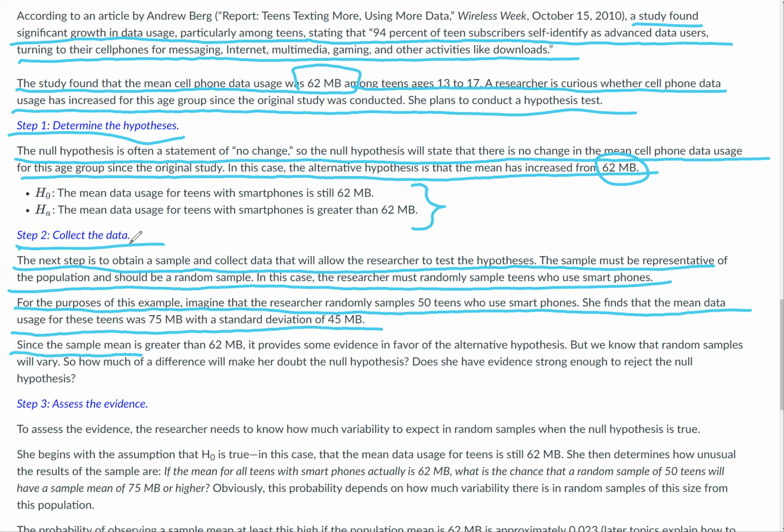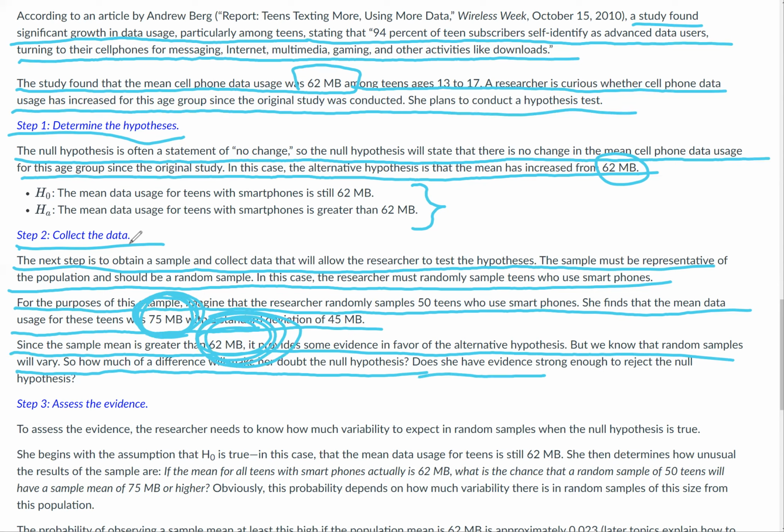Since the sample mean is greater than 62, comparing those two, it provides some evidence in favor of the alternative hypothesis. But we know that random samples will vary. So how much of a difference will make her doubt the null hypothesis? In other words, how far apart would the mean from this sample have to be from the null hypothesis mean in order for us to think the null hypothesis isn't right? Does she still have evidence strong enough to reject the null hypothesis?